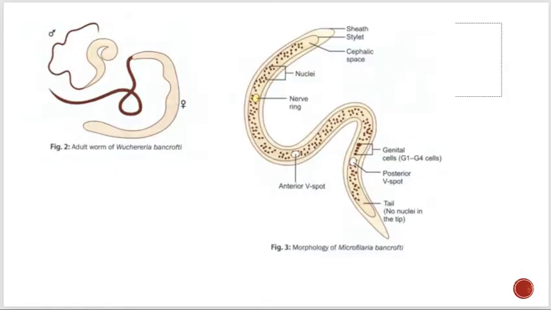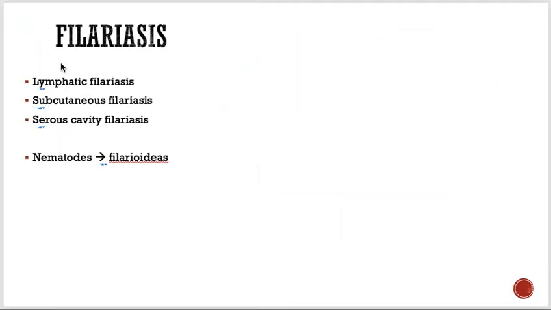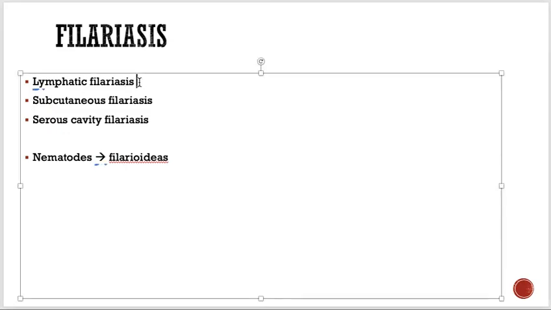I will show you the worm first. Basically, this is lymphatic filariasis. We are going to discuss this one, that is Wuchereria bancrofti. Now remember, I told you there are also other organisms called Brugia malayi as well as Brugia timori.